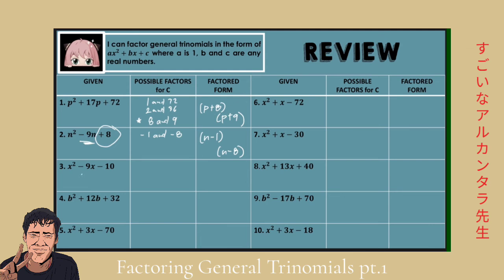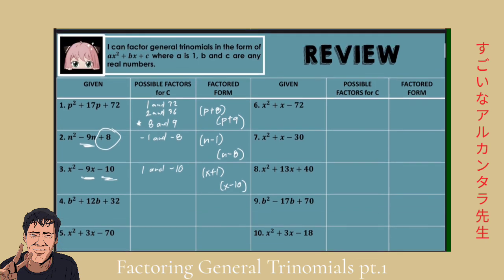Now you have your middle term as negative and your last term also is negative. So one should be positive, one should be negative. Since the middle term is negative, the higher number should be negative. So we can have 1 and negative 10. So the answer here is basically x plus 1 and x minus 10. For number 4, everything is positive, so you don't need to overcomplicate it. We can have here 4 and 8 as our answer. 4 times 8 is 32, 4 plus 8 is 12. So the answer here is b plus 4 and b plus 8.